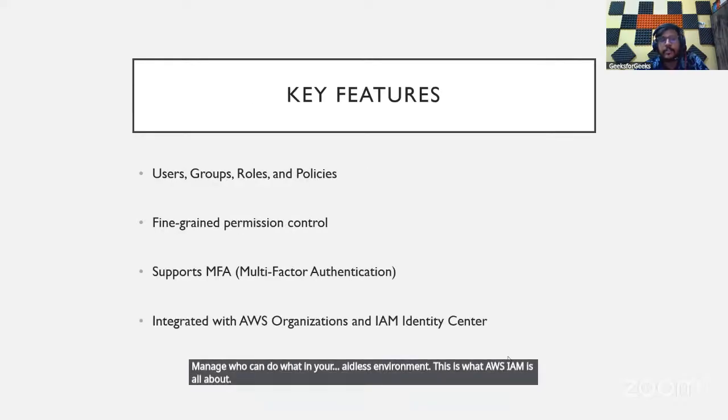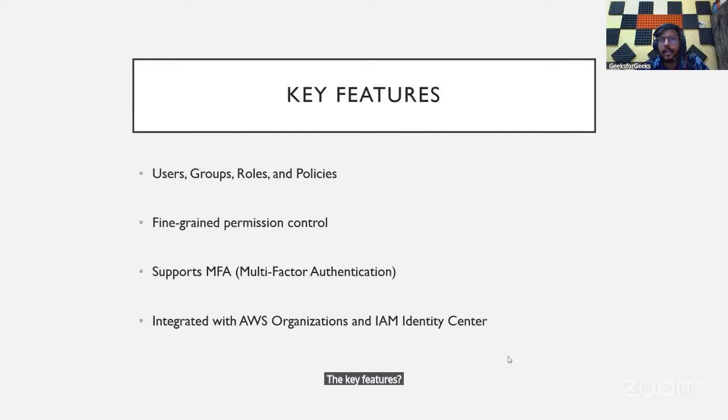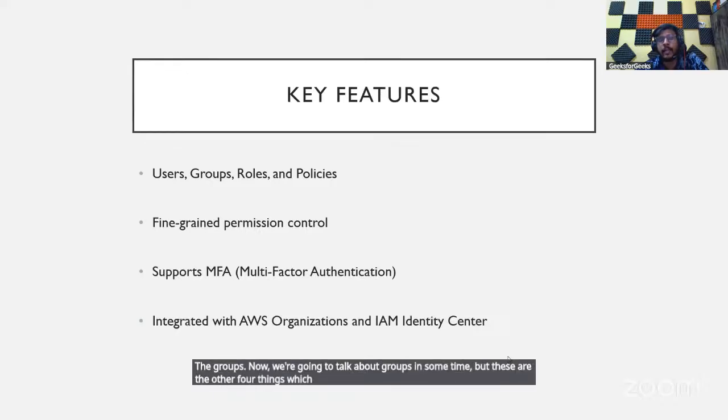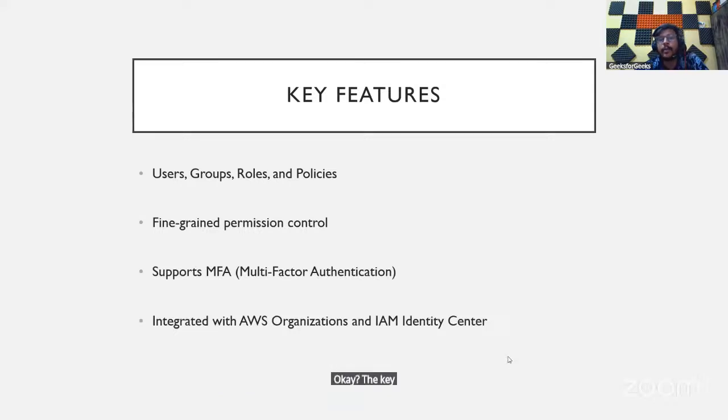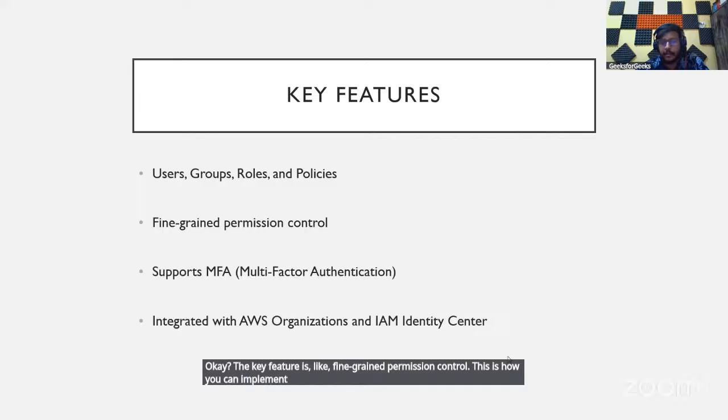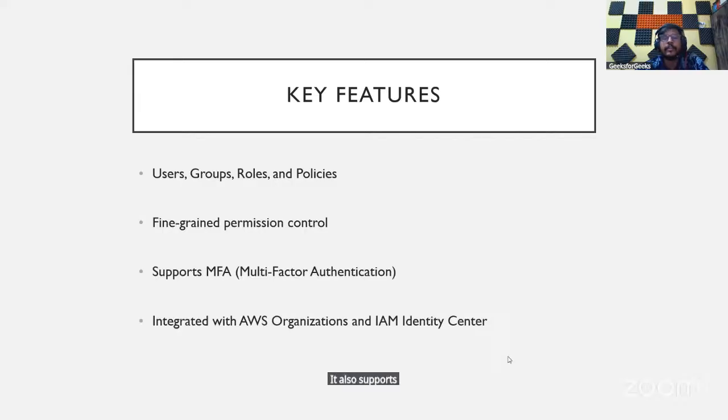The key features are users, which we have seen, how to create the IAM user, and groups. We're going to talk about groups in some time, but these are the four things which are part of IAM: users, groups, roles, and policies. The key feature is fine-grained permission control. This is how you can implement LPP. It also supports multi-factor authentication.